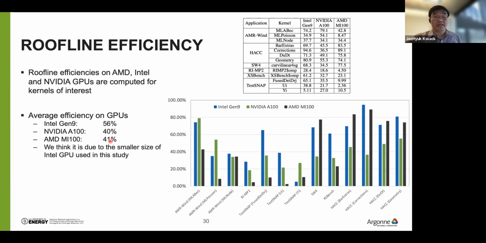So we cannot say from this number that Intel is a better GPU than the others, because Intel Gen 9 is a much smaller GPU than the other GPUs in this study. We are running the same workload on different GPUs. Because of that, Intel has a better chance to get higher occupancy, etc. Right? So yeah, that could be the reason. So we don't put a lot of pressure on it here.